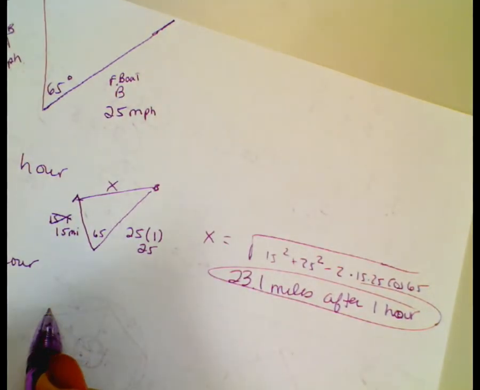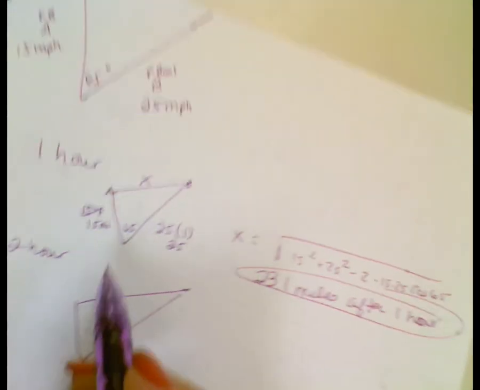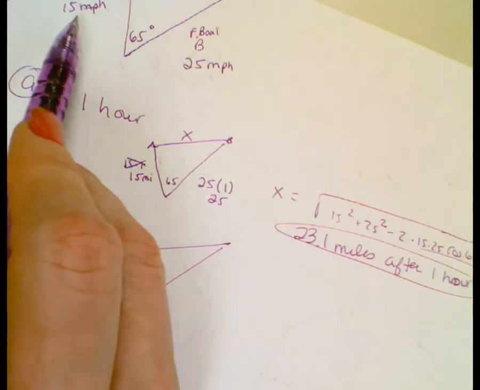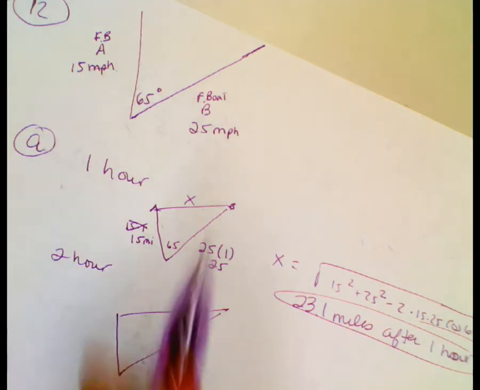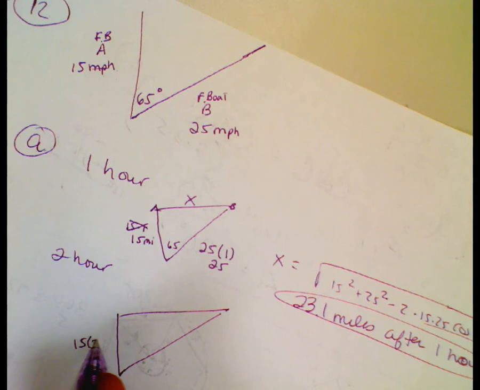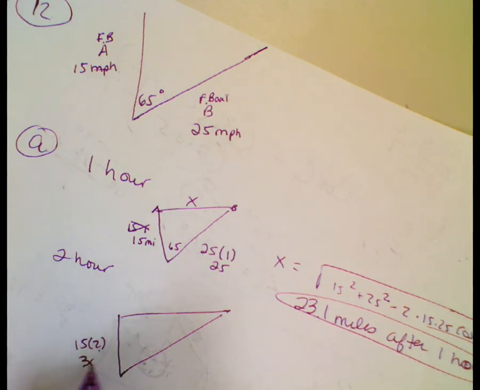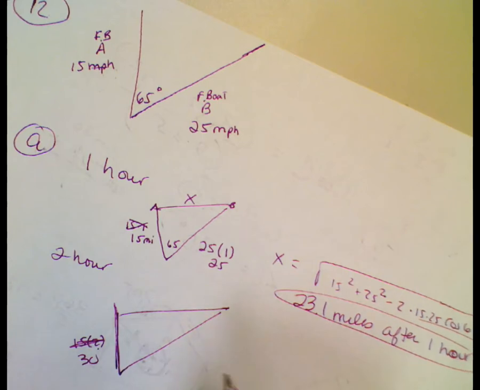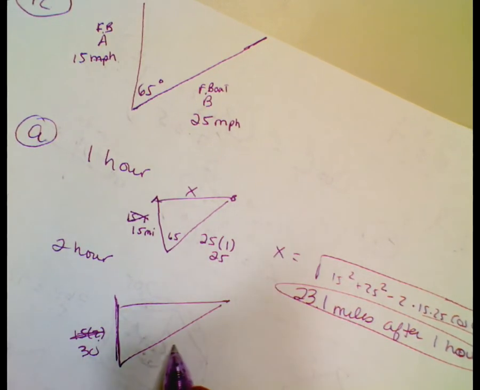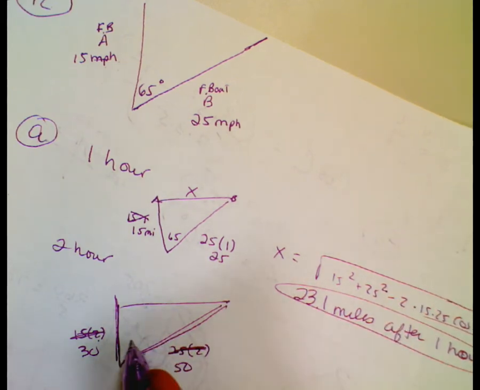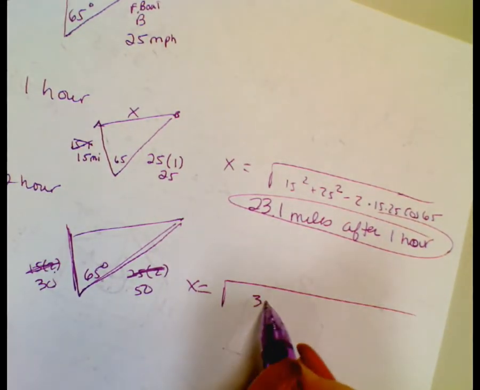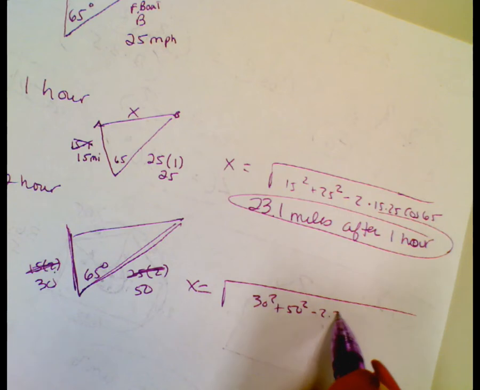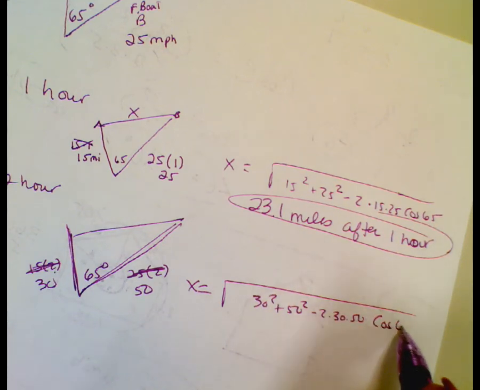Now after 2 hours, what would it be? So remember, the first boat's going 15 miles per hour. After 2 hours, that would be 30 miles. This is a distance of 30 now, not 15 times 2. And then this boat was going 25 miles per hour times 2 hours, so it will have traveled 50 miles. Remember, they started off 65 degrees apart, so it's the same thing, except it's 30 squared plus 50 squared minus 2 times 30 times 50 times cosine of the same angle.